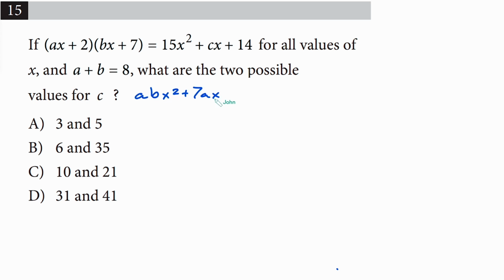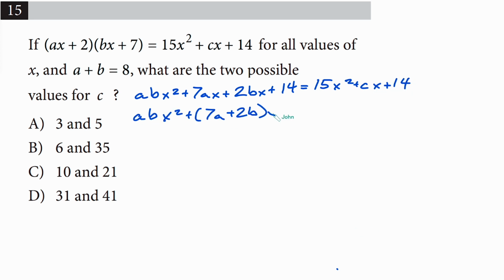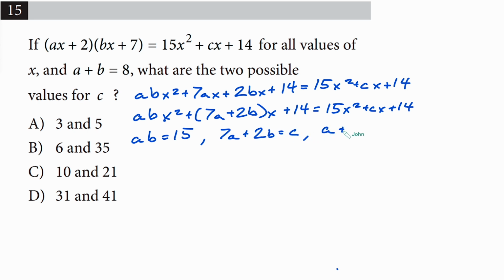So we get abx squared plus 7ax plus 2bx plus 14. Factoring out the x gives us abx squared plus (7a plus 2b)x plus 14. So it follows that ab is 15 and 7a plus 2b is equal to c. We also have from the question that a plus b is 8, which we can substitute into the first equation.